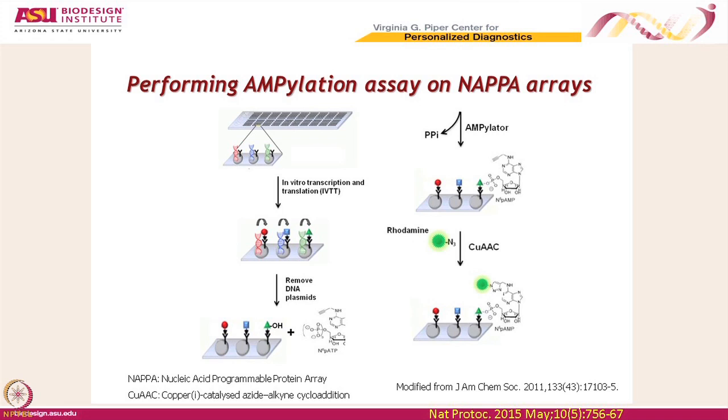And then he added this alkyne modified ATP along with an AMPylator that released a pyrophosphate, and it added this modified AMP to whatever target proteins were there, and now it's displaying this open alkyne group. He then came in with an azide linked to rhodamine, which is a fluorescent marker, added that to the array and added copper, and that caused the covalent linkage and displayed the fluorescent tag. So essentially he was marking the modified proteins with the alkyne, and then he came in with rhodamine linked azide to find the proteins. So then only proteins that are targets of the enzyme will light up.